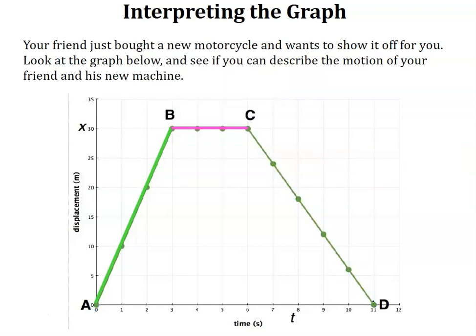Now, you can calculate the slope as well. He left you with a speed of 10 meters per second. He stopped, and then he returned with a velocity of -6 meters per second.